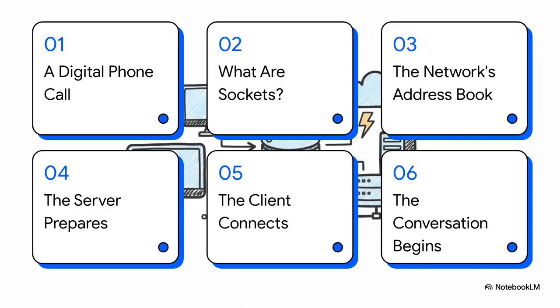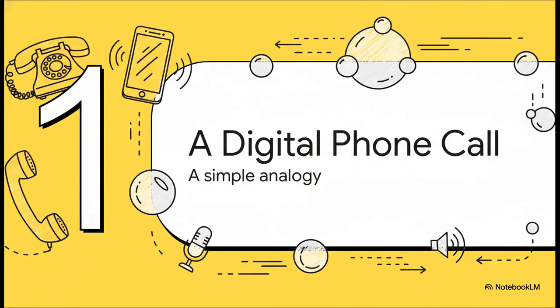Let's dive in. So here's our game plan for today. We're going to kick things off with a simple analogy, a digital phone call, just to get our heads in the right space. Then we'll get our hands on the key ingredients, things called sockets and addresses. After that, we'll walk through the instructions, first for the server, then for the client, and finally, we'll see how the conversation actually begins.